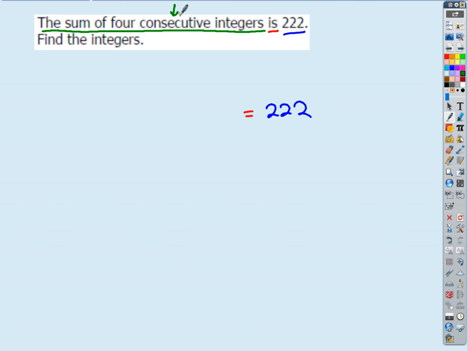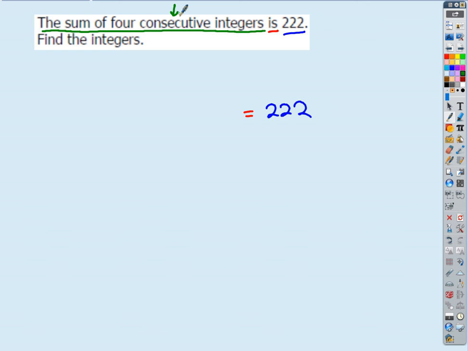Negative or positive whole numbers, okay. So somebody throw out an example of 4 consecutive integers. 1, 2, 3, 4. There you go. 10, 11, 12, 13, something like that, right? So how are we going to do this then? So what's our unknown? It says find the integers.